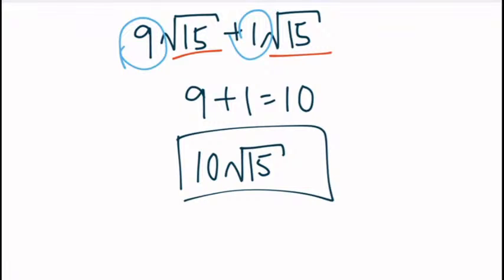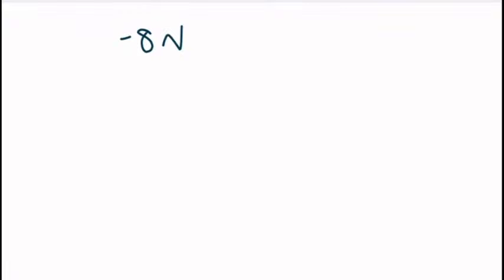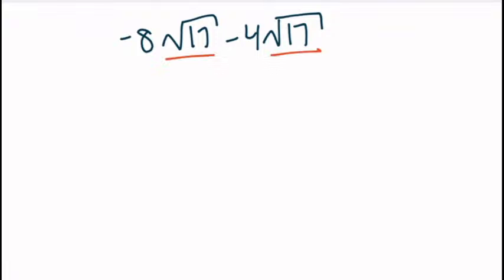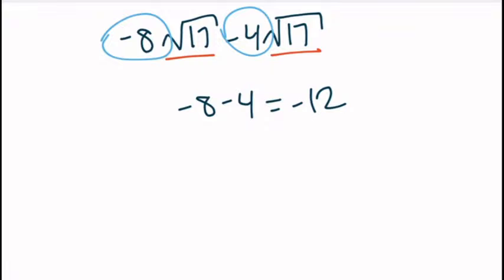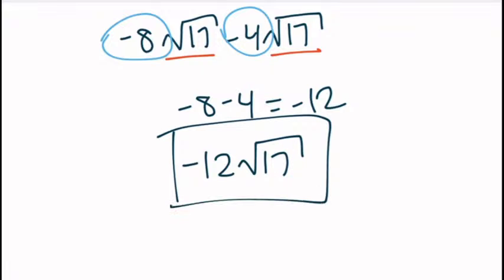Next, I'm going to do negative 8 times radical 17 minus 4 radical 17. So 17 is also at its simplest form, and it's consistent on both terms. So we just focus on the coefficients, and we do negative 8 minus 4, which is equal to negative 12. And then, as we have done before, we just add in the radical at the end. So it's going to be negative 12 times radical 17.